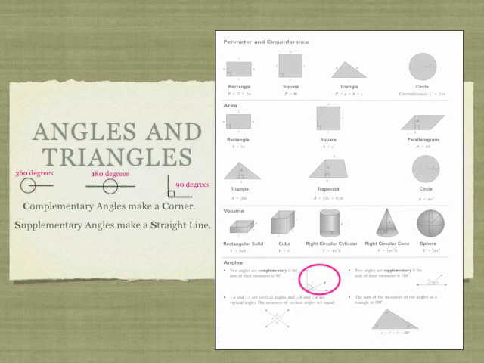Supplementary angles are angles that add to 180 degrees. So supplementary angles make a straight line, S and S. It's probably a silly way to remember it, but it works for me.